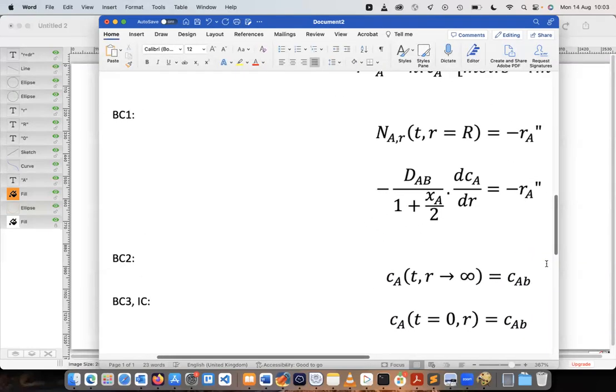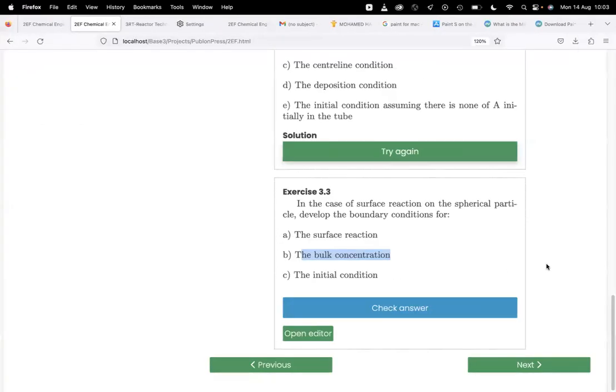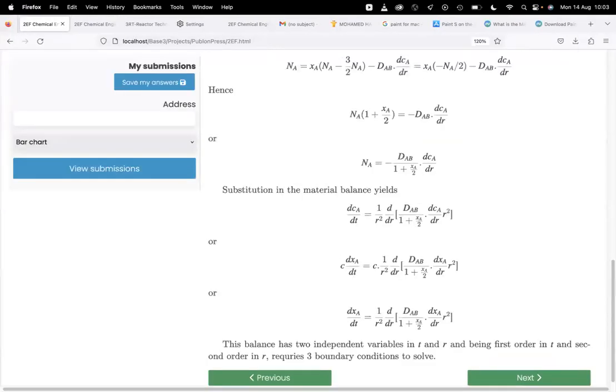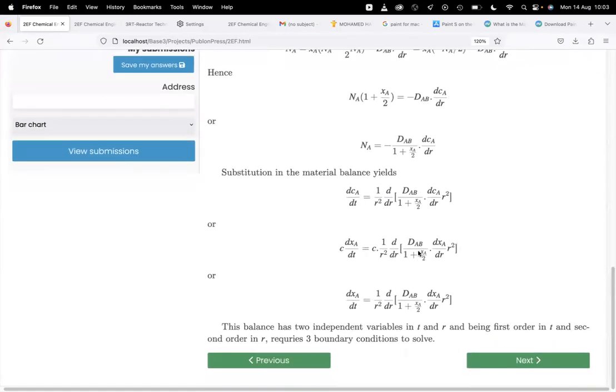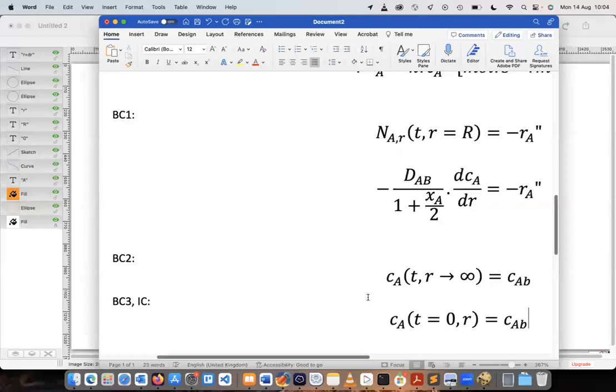And so we have three boundary conditions. And if we look at the balance, we can see that we have two independent variables, T and R. For T, it's a first order derivative. For R, it's a derivative of a derivative, so it's second order. So we need two boundary conditions for R and one for T. And that's what we have.